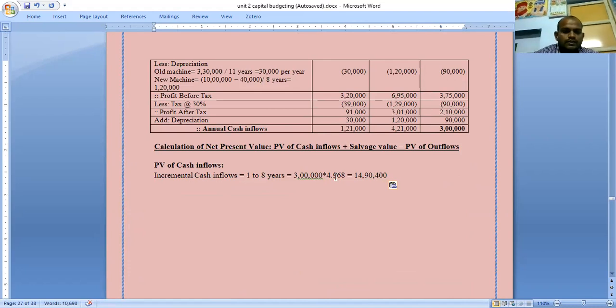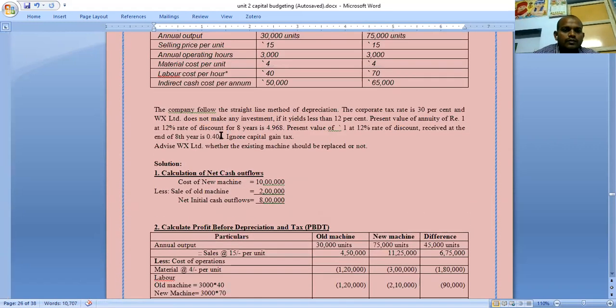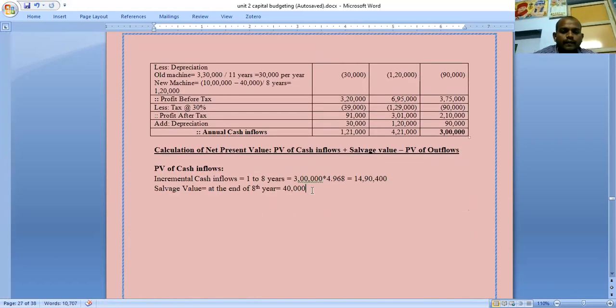Now we have to convert the salvage value. At the end of the 8th year, the 8th year salvage value is multiplied by 0.404. It comes around 16,160.